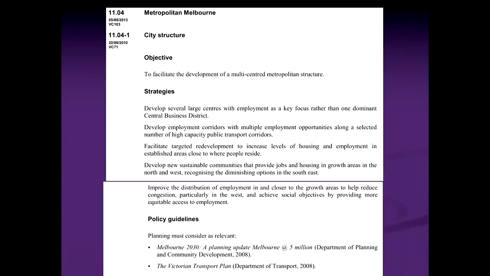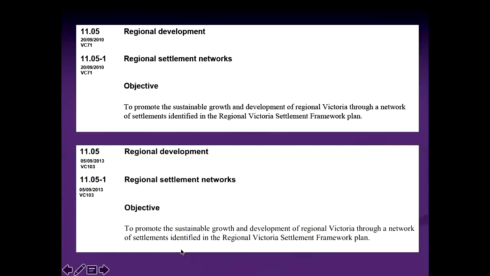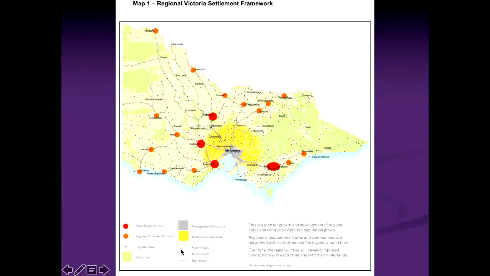Okay, Metropolitan Melbourne, and so on and so forth. So you can see this one's a bit older, for example, and it refers to an old metropolitan planning scheme. So this wouldn't actually apply right now, Melbourne 2030. Okay, and then we have a regional settlement framework.